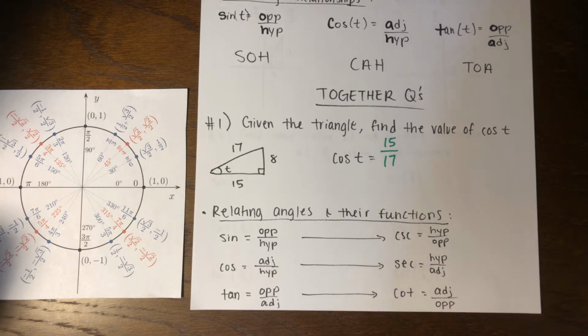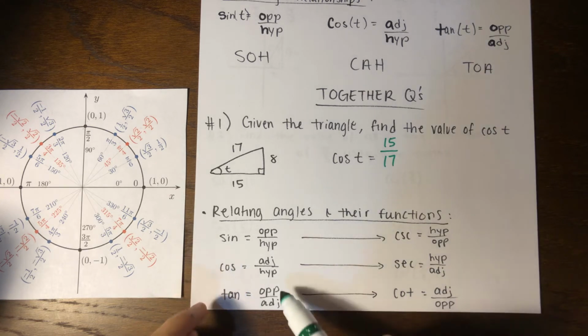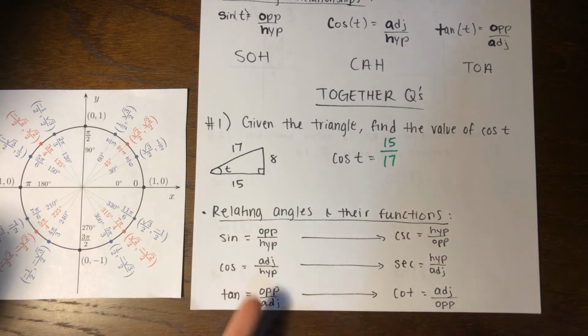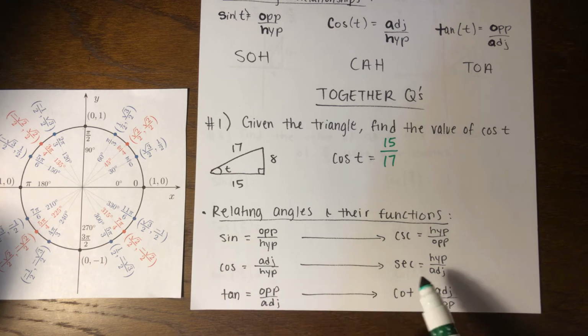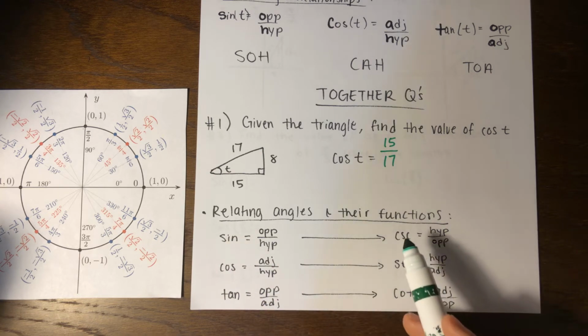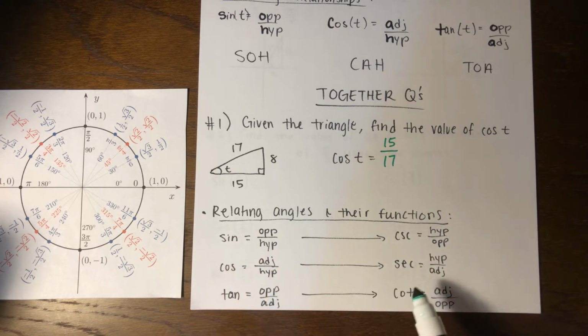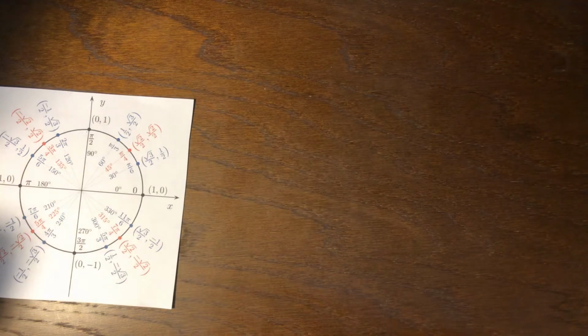The next part is relating angles and their functions. So we have, again, the sine, cosine, tangent, which are what define them. And then, again, there are reciprocals, remember? We have cosecant, which is the reciprocal of sine, secant, which is the reciprocal of cosine, and cotangent is the reciprocal of tangent. So for the reciprocals, you just flip whatever it is. If it's opposite over hypotenuse, it becomes hypotenuse over opposite, and so on. Okay? Let's move on to the next one.